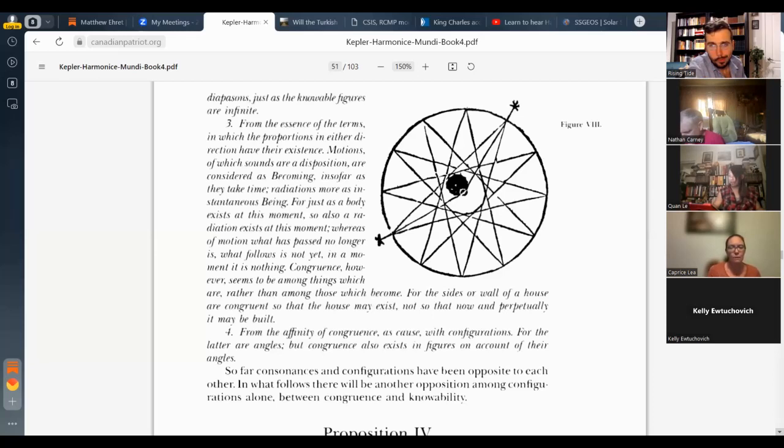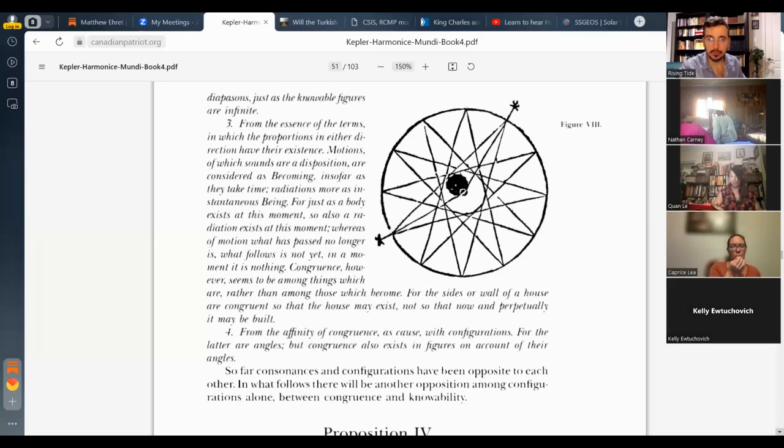For the size of a wall of a house are congruent so that the house may exist, not so that now and perpetually it may be built. From the affinity of congruence as cause with configurations. For the latter are angles, but the congruence also exists in figures on account of their angles.